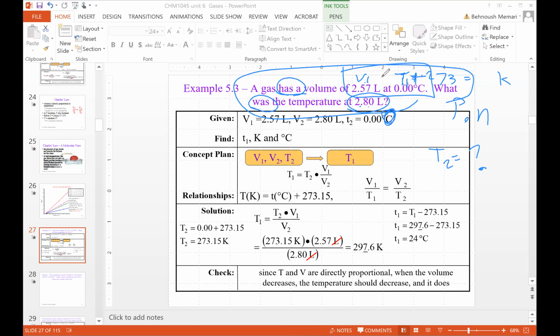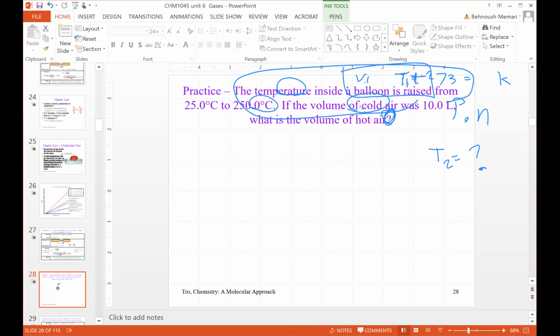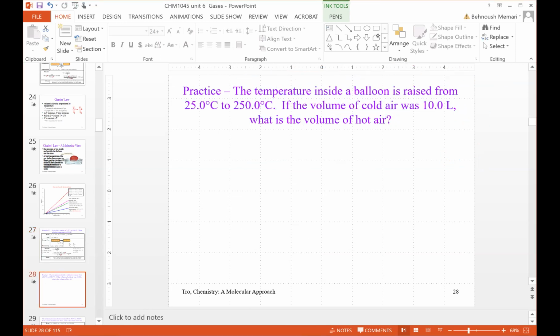These two are at the same temperature and this one is missing the temperature. So you have to read the question a little more carefully. Okay? So make sure that you're using the correspondence. Looking at an example here. Temperature inside the balloon is changed from, so we have from and to.